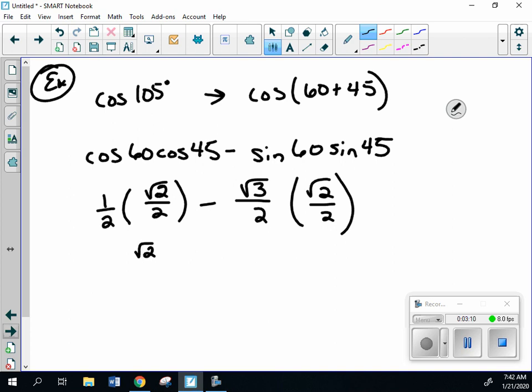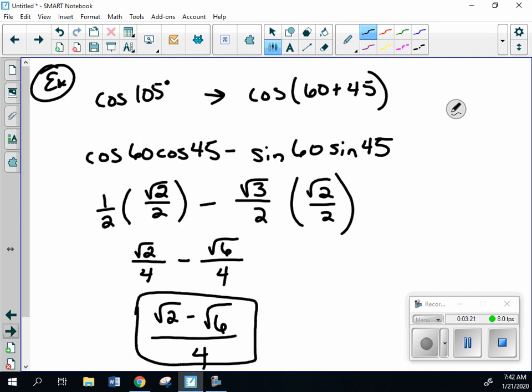I have the square root of 2 over 4 minus the square root of 6 over 4. I'm going to just combine that as one big fraction, and I'm done. That would be the exact value. So you wouldn't be able to say, okay, this cosine of 105 is this as a decimal, and they want exact values. This is how you break it down using those sum and difference equations.